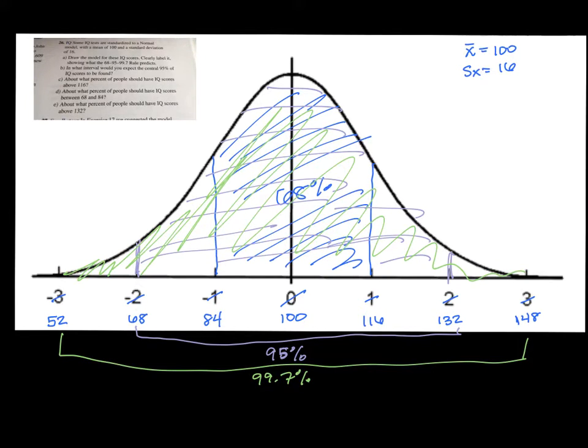So now that we have it marked off, B says, in what interval would you expect the central 95% of IQ scores to be found? Well, we literally just found it. 95% is in that purple color. So we have 68 to 132. So for B, I write it's between 68 and 132.